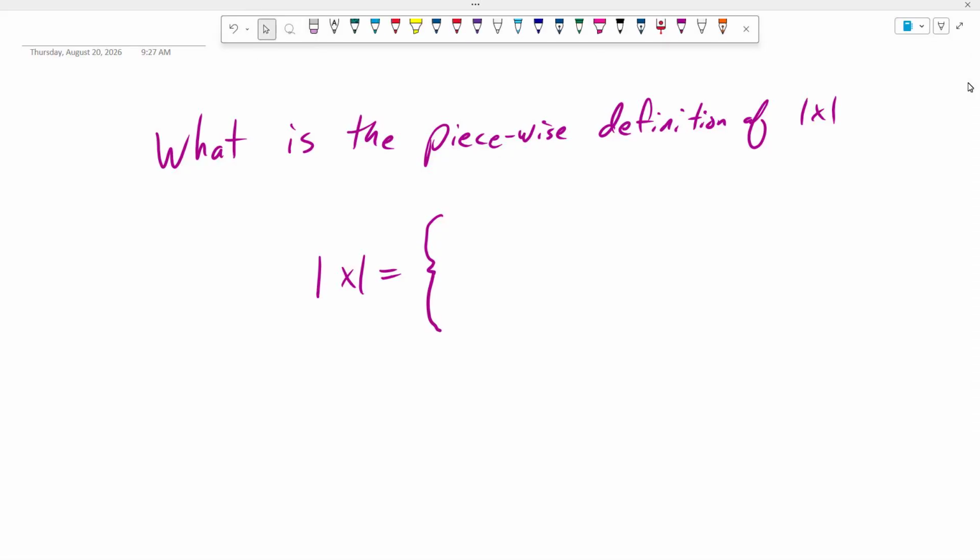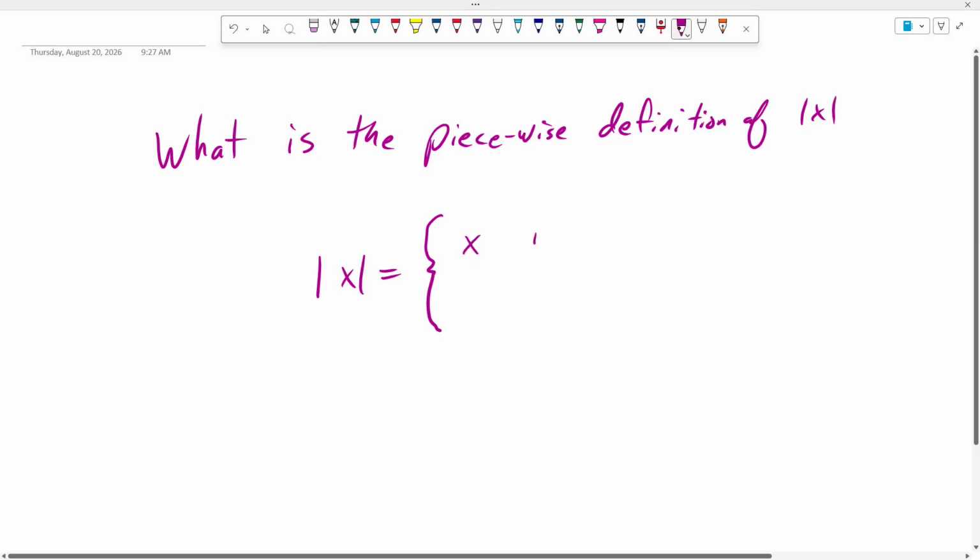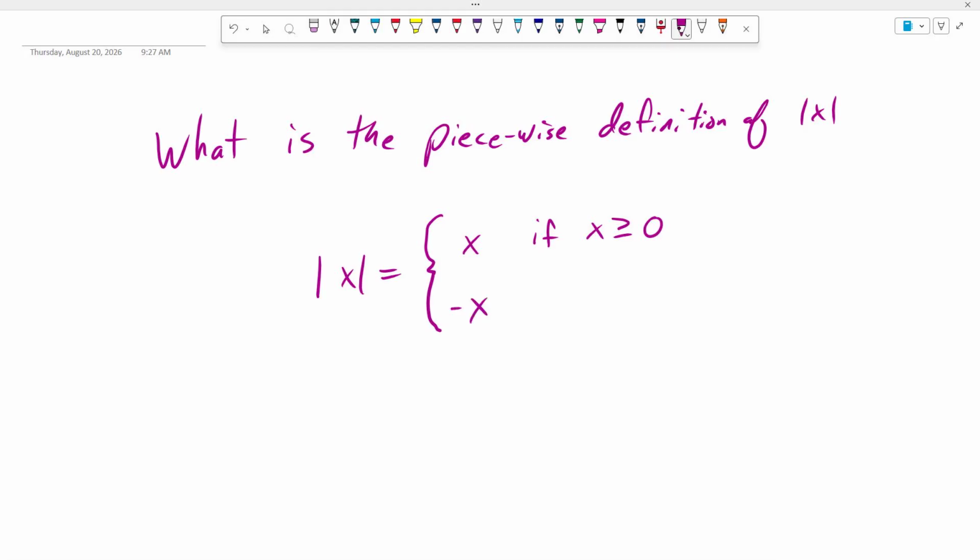All right, last class we talked about the piecewise definition of the absolute value of x. Remember this? Okay, what was the definition? The absolute value of x is equal to x if x is greater than or equal to 0, and negative x if x is less than 0.